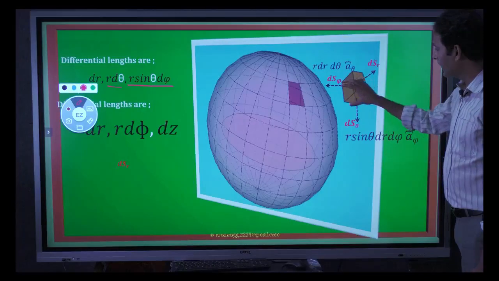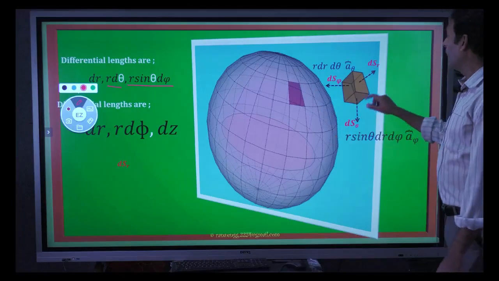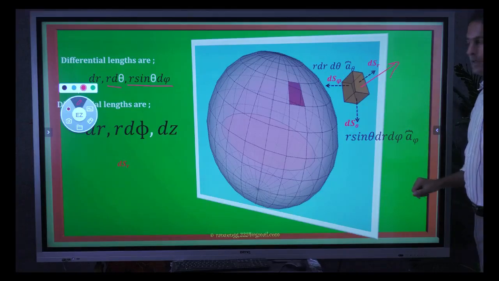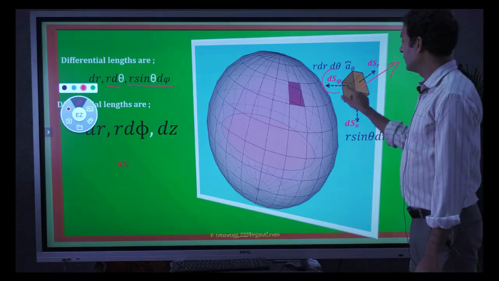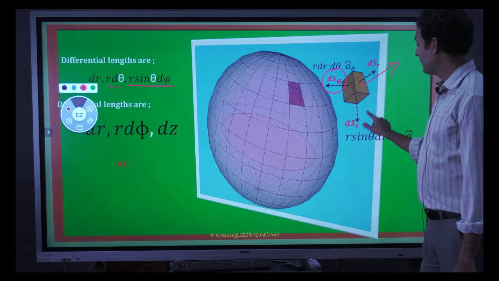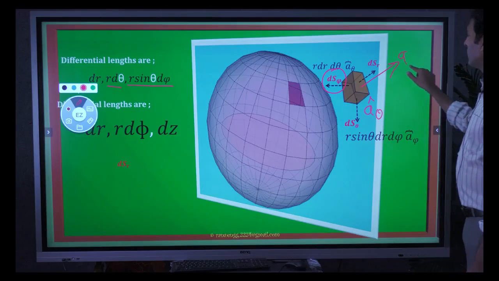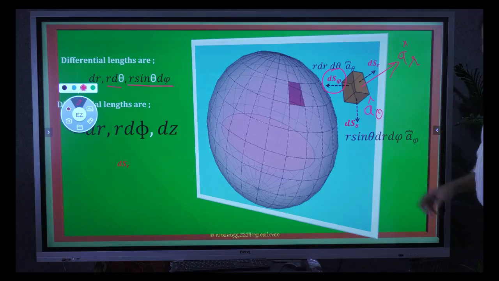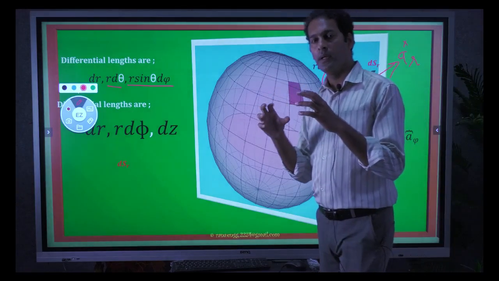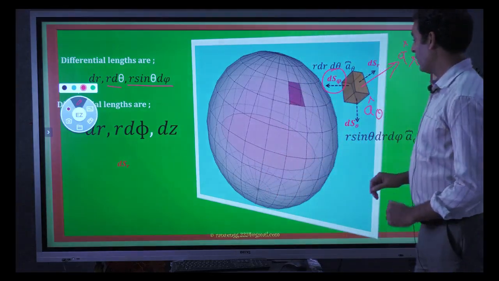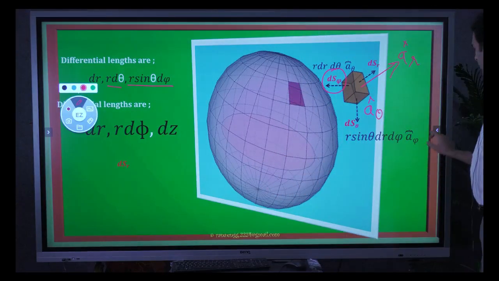Here you can see, if we take out the volume from a sphere, one direction is going in radius, a r cap, the second direction a phi cap, the third direction a theta cap. So there will be three directions. So you have to imagine this volume in spherical shape. Imagination is very important here. So now let us compare all these three.